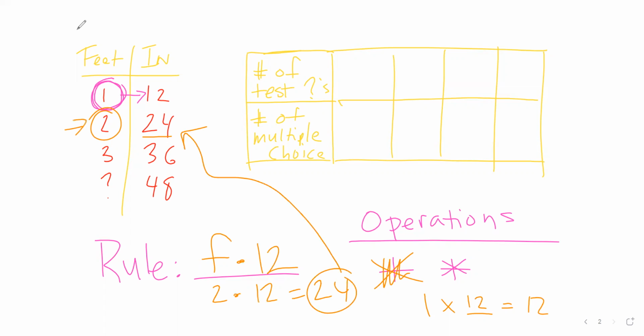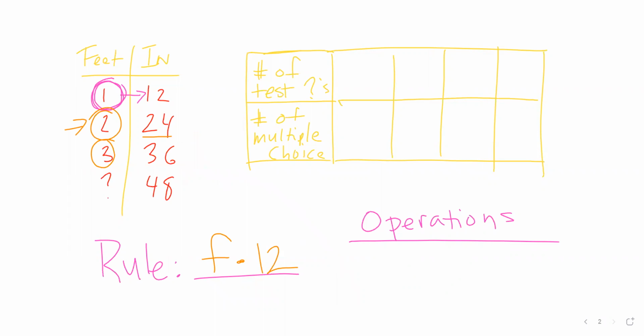Okay, but let's also try other ones. Now I have 3. If I say 3 times 12, that's 36. And guess what? That is it. So here's my rule, and it does make sense. My rule, my expression in this set of data, is that if I take F and multiply it by 12, I get inches, or I, if you need a variable in there.